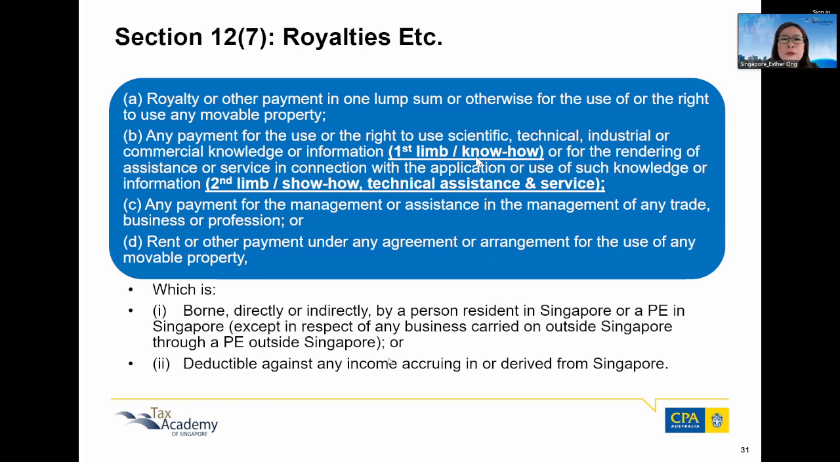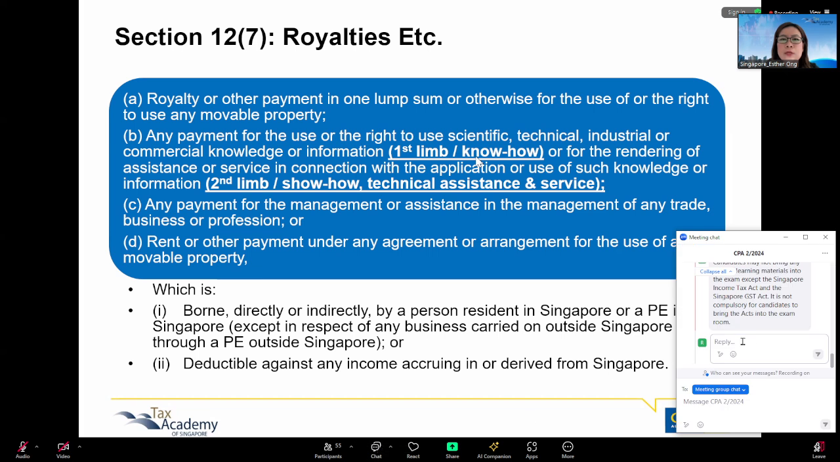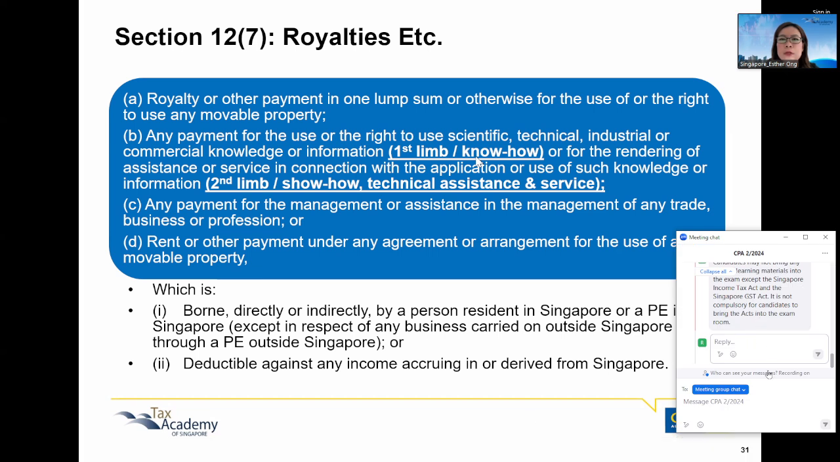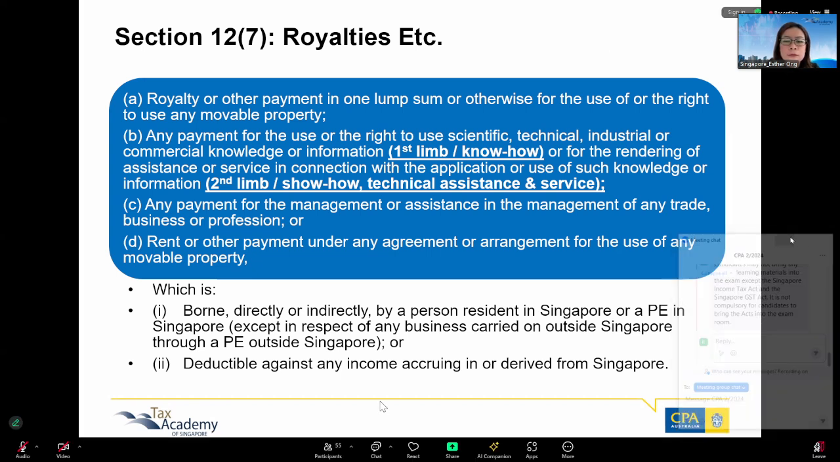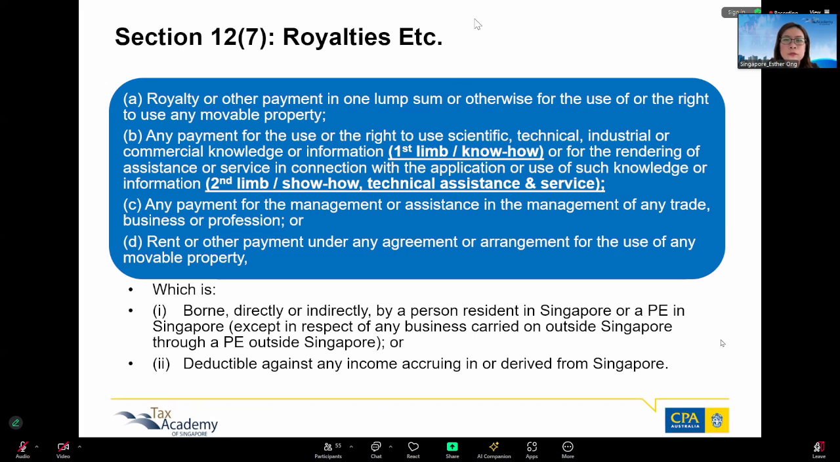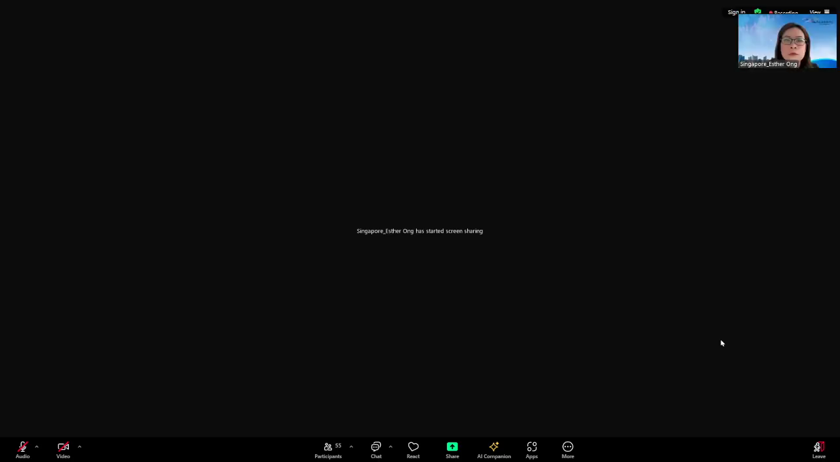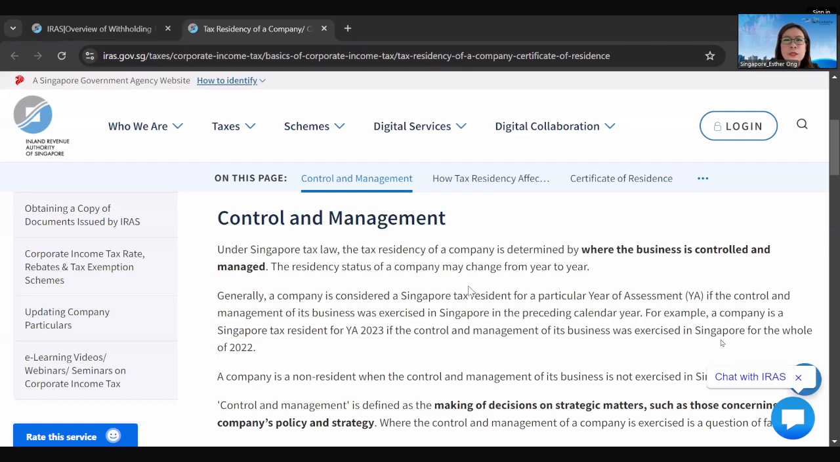Then for Yong Hui's question regarding tax residency, I also checked the IRAS website, but I still could not find the source of the information mentioned in the question. Maybe I can share my screen on what I found on the website. For tax residency of companies, it is still based on control and management of the business of the company. It is determined by where the business is controlled and managed.